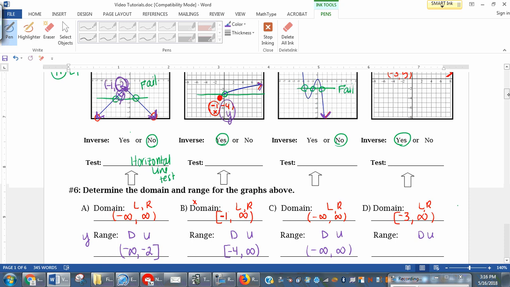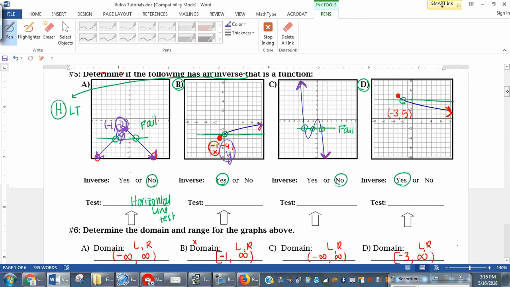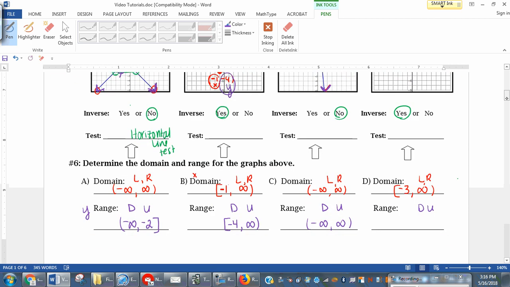Okay, again, range for part D, it doesn't go up forever, it only goes down. So down we'll say negative infinity, and the highest up it will reach is that initial point at +5. So down to negative infinity, but the highest it will reach is +5, and again, we're including those values, so we're using our hard bracket.